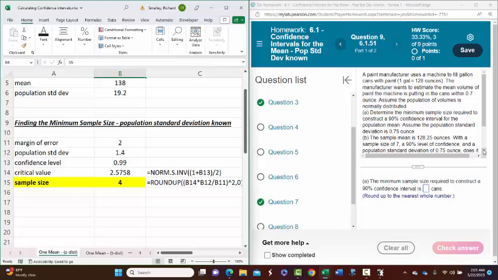Okay, what do we got here? It said within 0.7, so that's your E. So let's come over here. Margin of error, 0.7. I'll just put 0.7. Same thing. Where's my standard deviation? It's 0.75. Confidence 0.90. And I like 4 for that one.